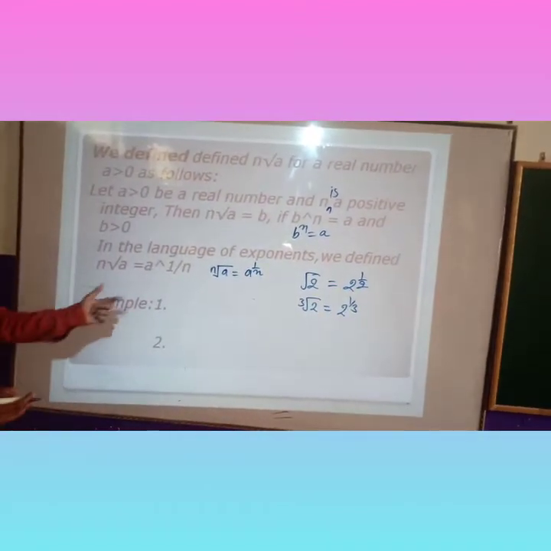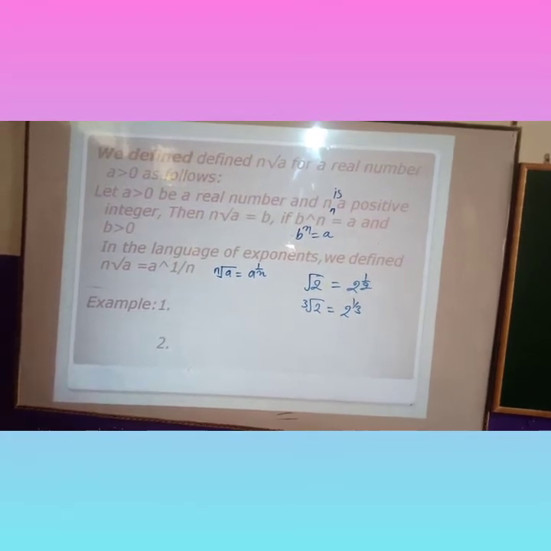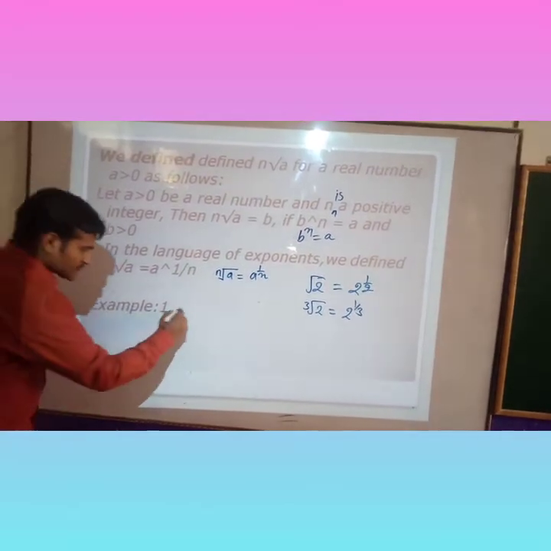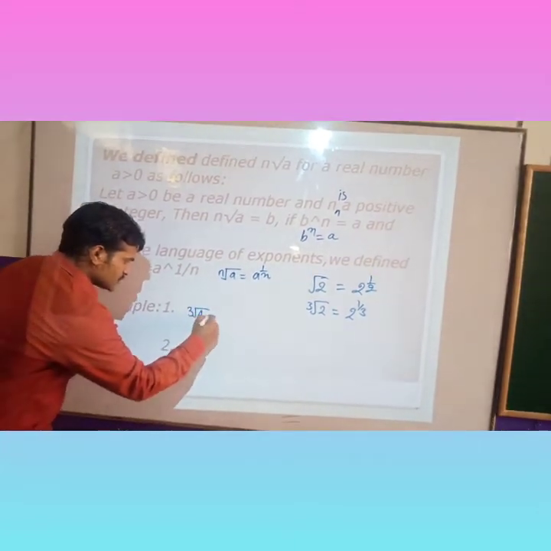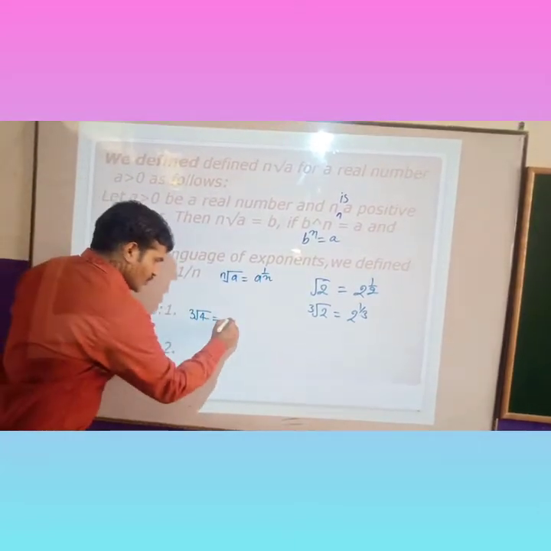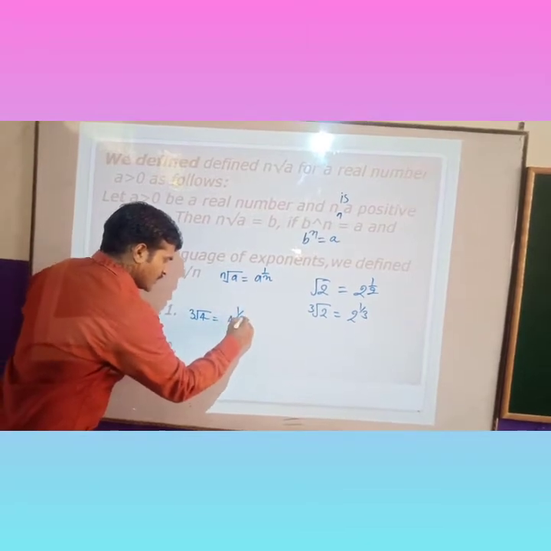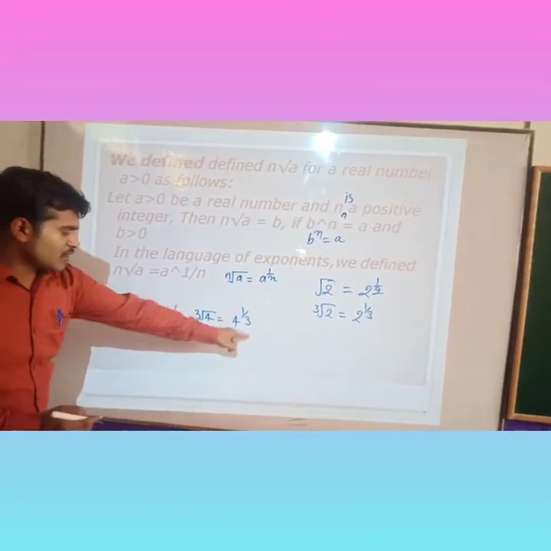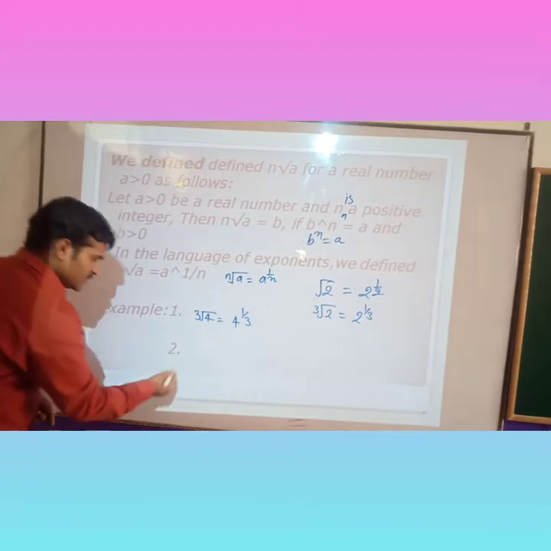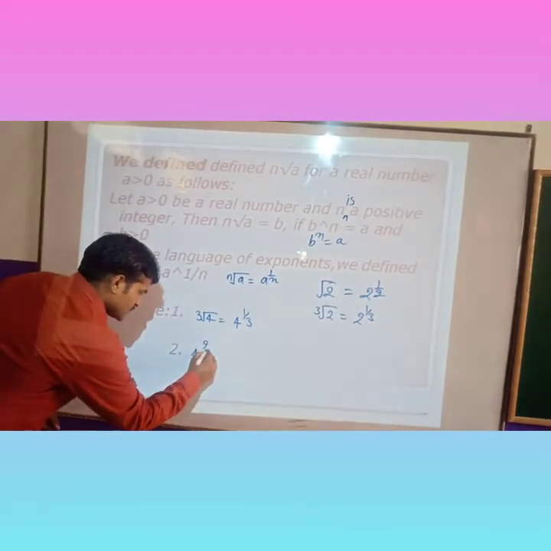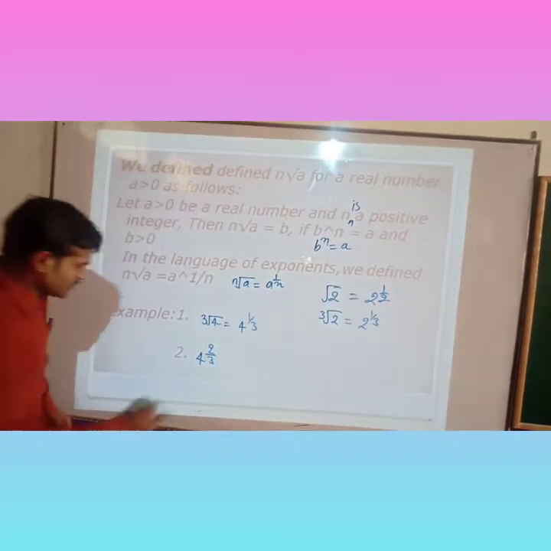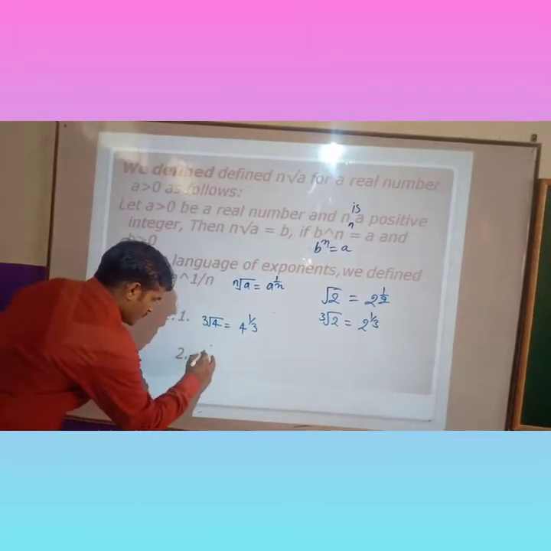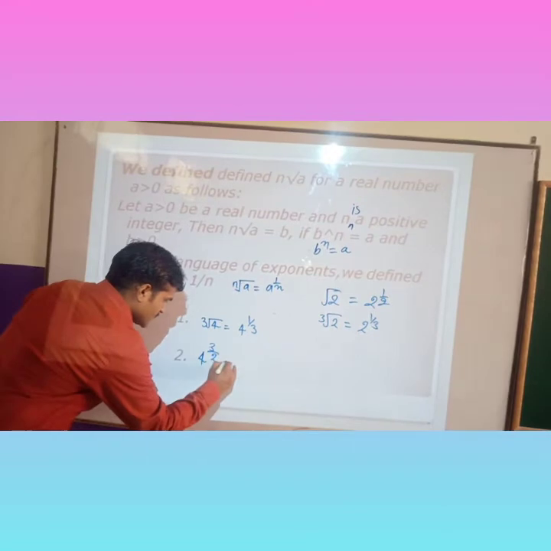Okay, let's see the example. There are some examples. First, suppose that cube root of 4 is equal to 4 power 1 upon 3. Like that, 4 power 2 upon 3. Sorry, 4 power 3 upon 2.